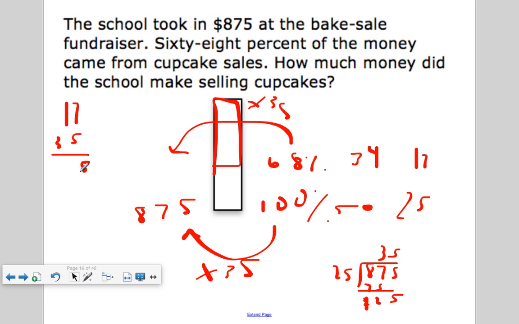what dollar amount do I get? Don't forget my placeholder. 21, carry 2, is 5. That's $595. And that is definitely more than half of the amount. So it's $595 out of $875 used for the cupcake sale, which is 68 over 100. So we did part, the part of the money used for cupcake sales, out of the whole amount, and this is the percent out of 100.